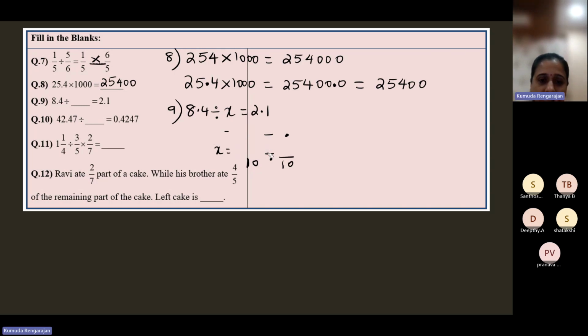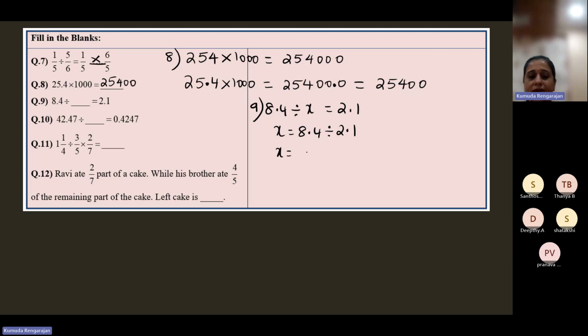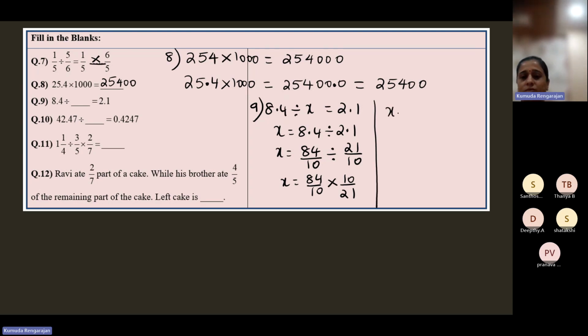Yes, ma'am. Yeah, let me write it here. One second. Here for the ninth one, 8.4 divided by x is equal to 2.1. So x is equal to 8.4 divided by 2.1. x is equal to 8.4, which is 84 by 10, divided by 2.1, which is 21 by 10. Now x is equal to 84 by 10. Division becomes multiplication, and write the reciprocal of the second fraction, 10 by 21. Now you'll have to multiply the numerators. Multiply the denominators.